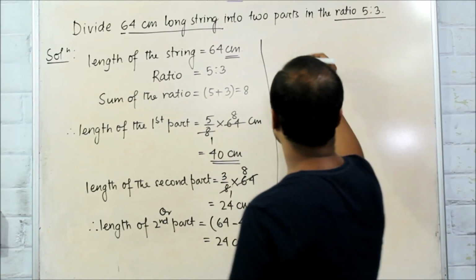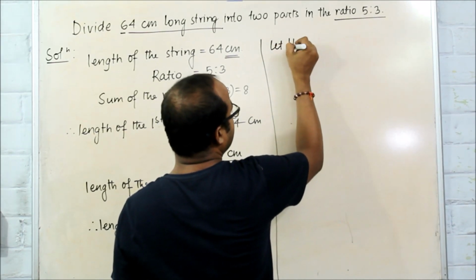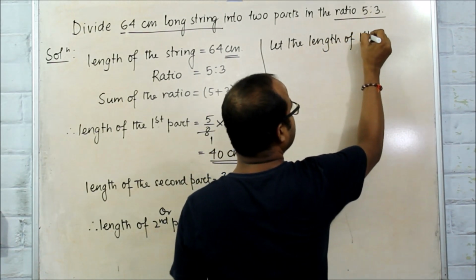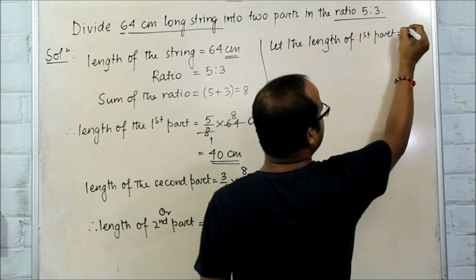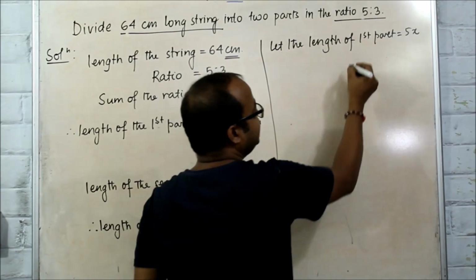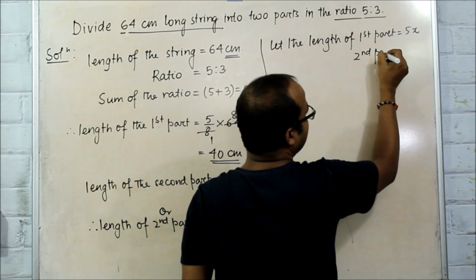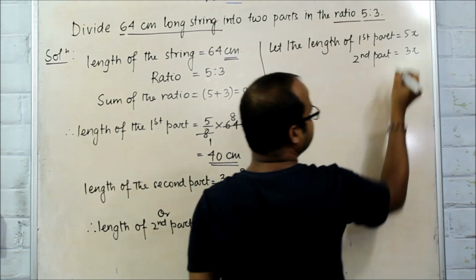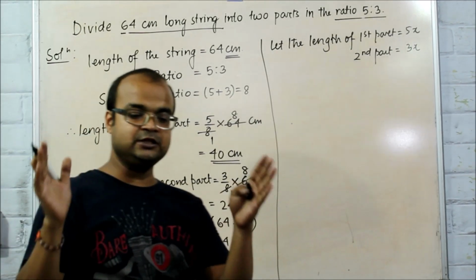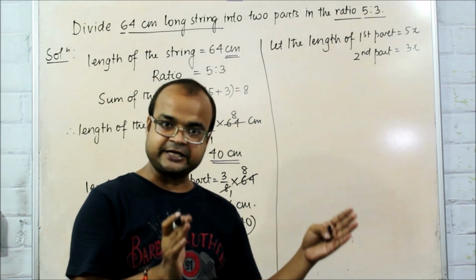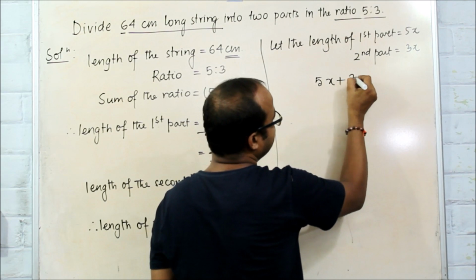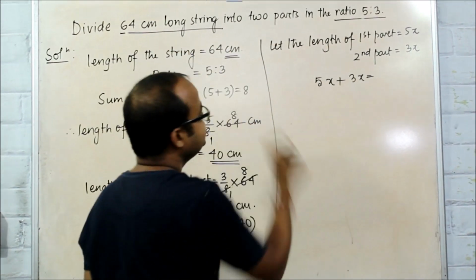So in the second method, we assume that the length of the first part is 5x and the length of the second part is 3x. Now these two lengths, the length of the first part is 5x, the length of the second part is 3x. Once you add these two, that is 5x plus 3x, you will get 64, the total length.